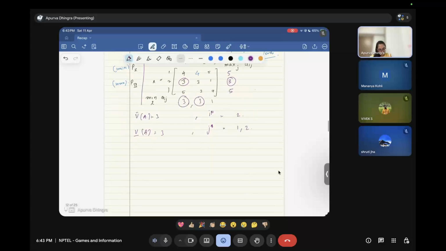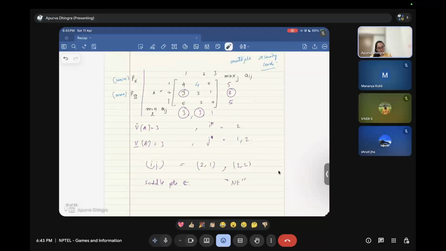So what happened here is that I comma j, that is 2 comma 1 and 2 comma 2, both of these are saddle points. And if both of these are saddle points, that also means both of these are Nash equilibriums. And notice this is one of the theorems that we had seen: if there are multiple Nash equilibriums in a zero sum game, the value of the game would still be the same. So the value of the game here is 3. So this is the scenario with multiple security levels.